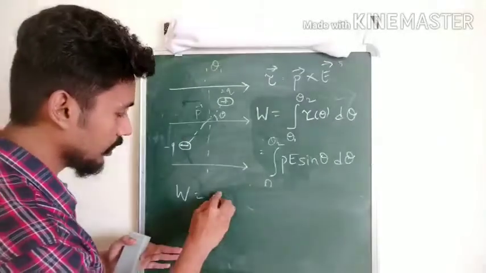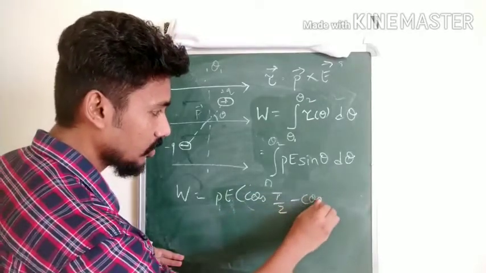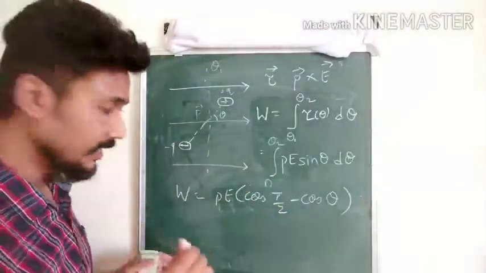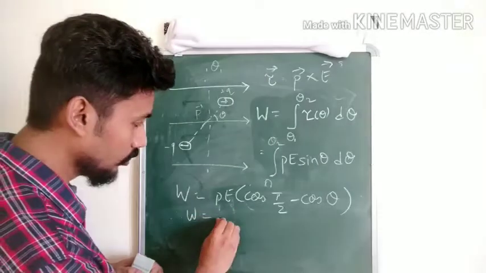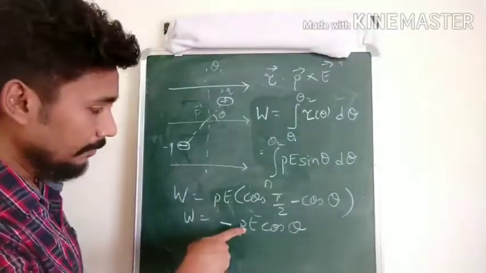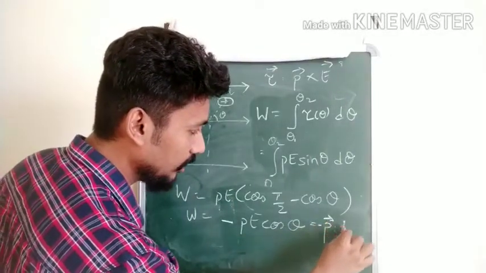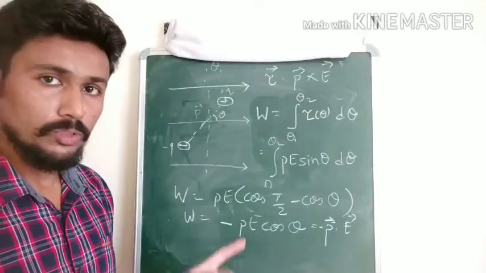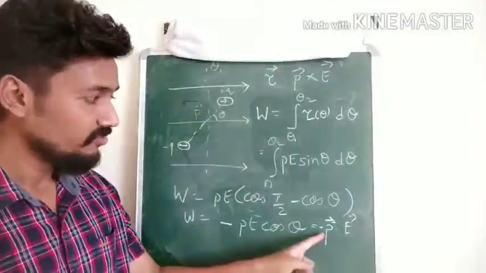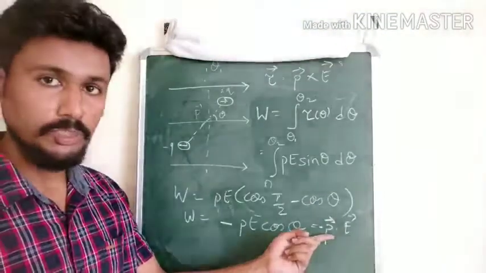we will get work done is equal to PE into cos of pi by 2 minus cos theta, whatever is this final theta that we have got now. Cos of pi by 2 is 0. Thereby you will get work is equal to minus PE cos theta. And PE cos theta in the vector form will be nothing but P dot E, so work is minus P dot E. Okay, so you can say that the work done on the dipole, or the potential energy of the dipole, will be given by the dot product of dipole moment and electric field. Okay, so this formula you should remember.